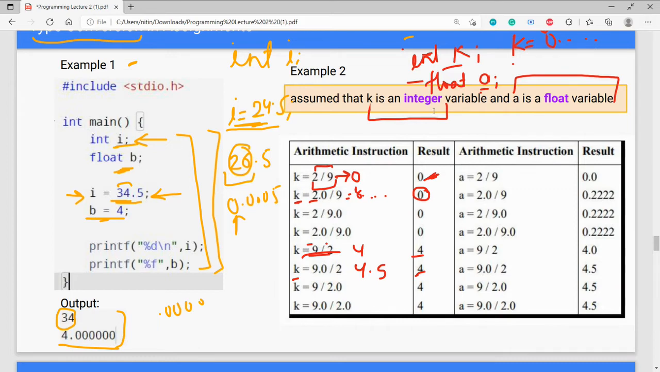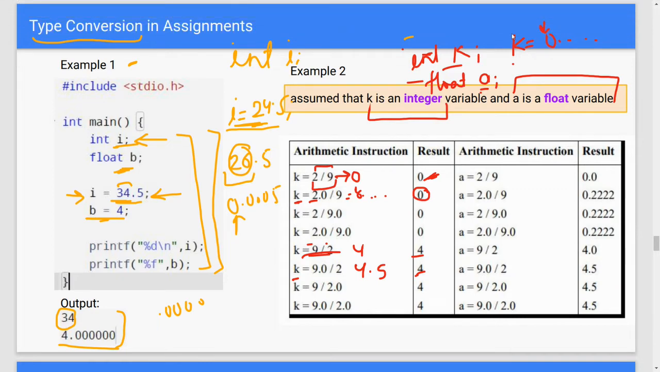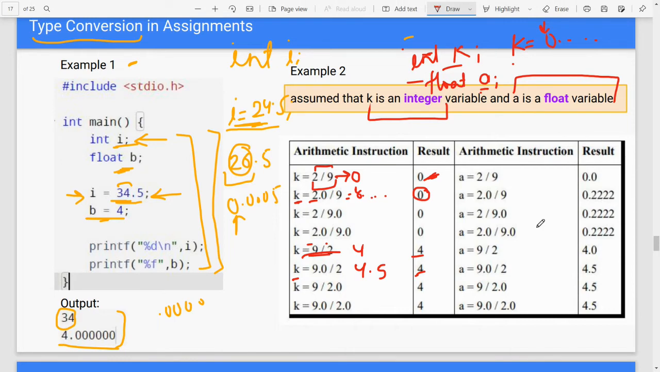Okay, and next, you can interpret everything in the same way. 9 divided by 2 is 4. Why is it 4? Because both are integer components. And only 9 divided by 2.0, which is an integer and a float value, will give 4.5. And since a is also a float value, it will be stored and give an output of 4.5.